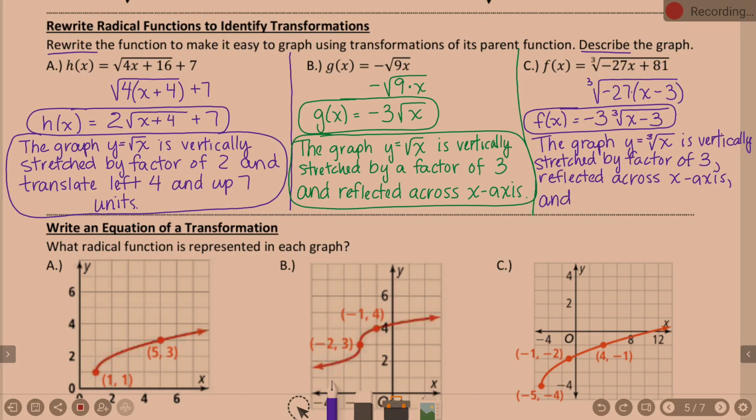What 3? Down. Not down 3. Right 3. Why is it right 3? The minus 3 is under the radical. So left or right, opposite the sign. So we are going to translate right 3. So translate right 3 units.